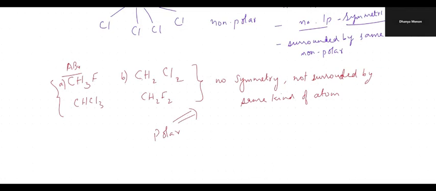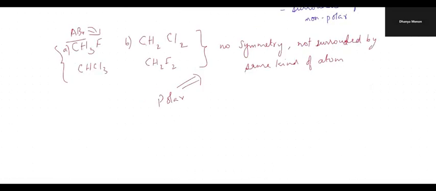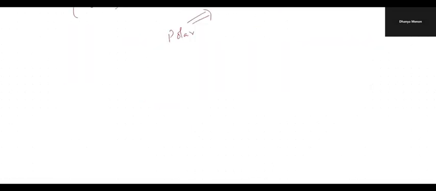AB4, this is also the AB4 type, but the central atom is connected to different kinds of atom, and there's no symmetry. Okay. Now moving on further to AB5 kind. So we have PCl5 as an example, PI5. So we learned the structure.